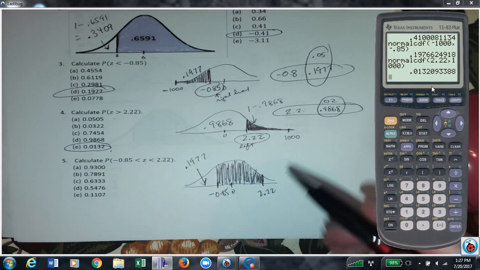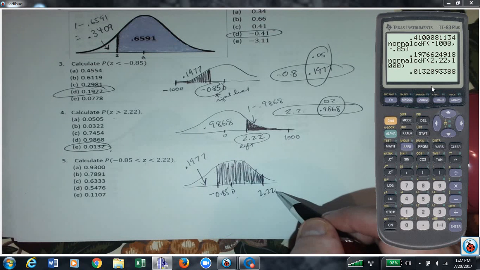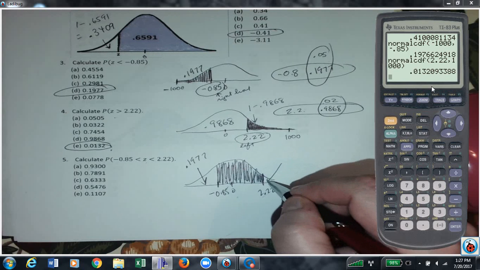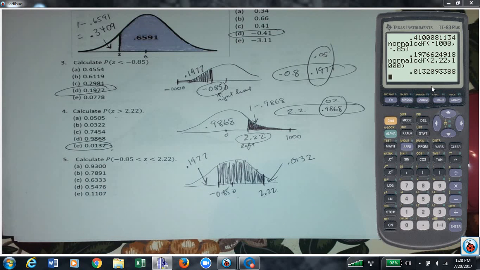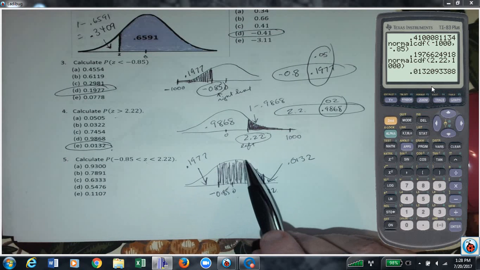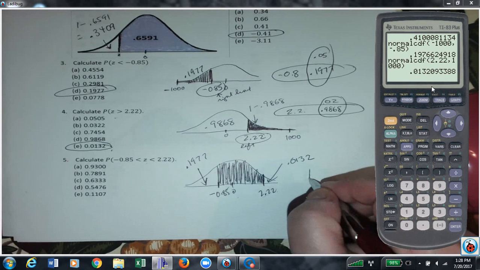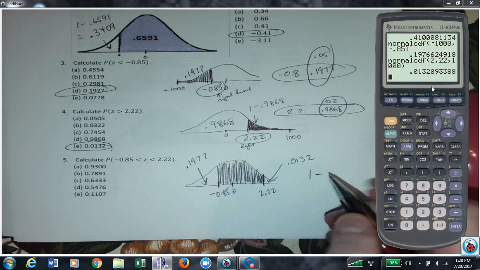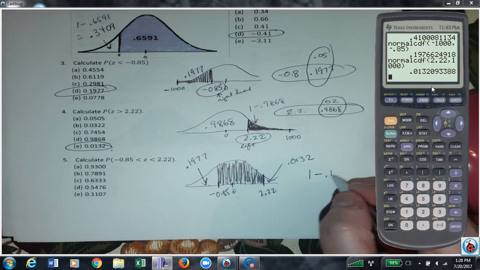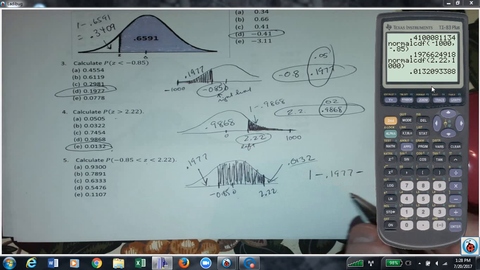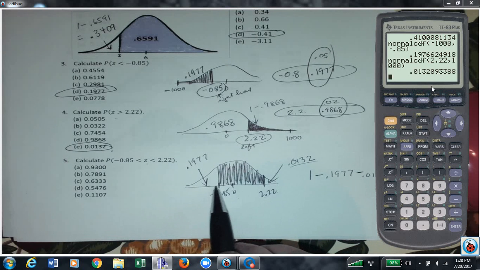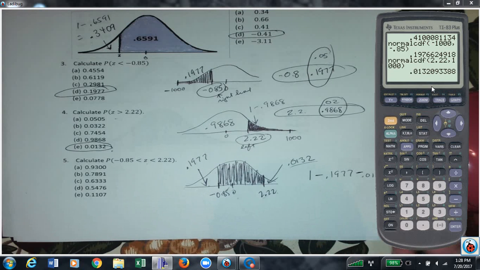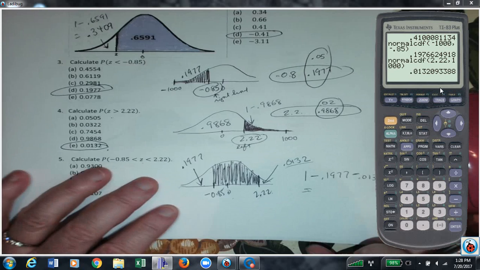I know that the area to the right of 2.22 is 0.0132. I did that from number 4. So if I want the shaded area, well, the total area is 1, and then I can subtract out that area and subtract out this area. There's lots of different ways we could do it. I could do left area of this minus left area of that as well.